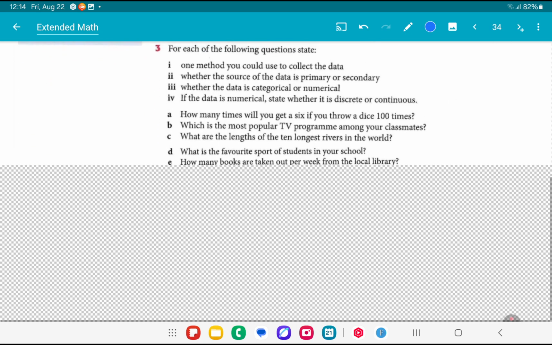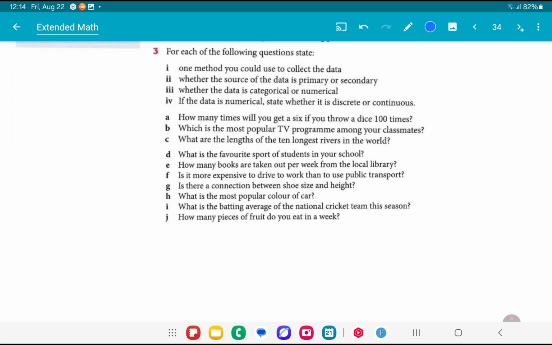We continue with question number 3. For each of the following questions, state one method you could use to collect the data, whether the source of the data is primary or secondary, whether the data is categorical or numerical. If the data is numerical, state whether it is discrete or continuous. To make it easy, we will write down primary or secondary, categorical or numerical, discrete or continuous.